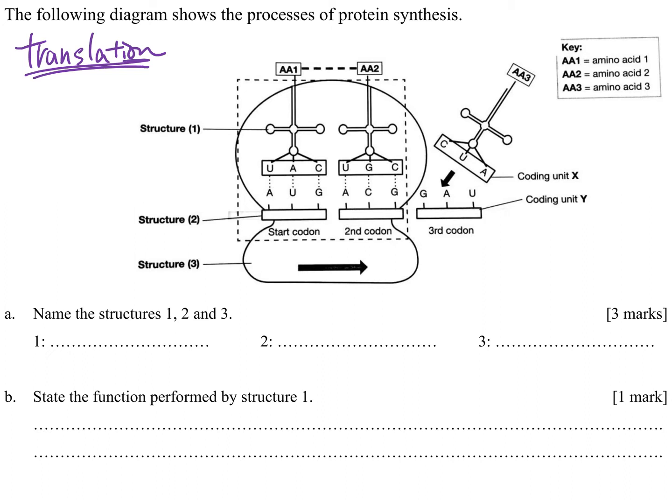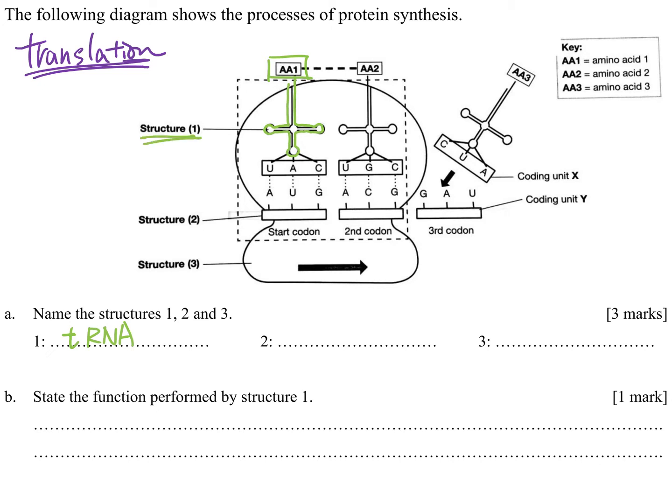Let's take a look at structure 1. Structure 1, you can see it over here. It is carrying an amino acid. If it is an amino acid carrier, it must be the tRNA, transfer RNA. You can just write it short as tRNA.